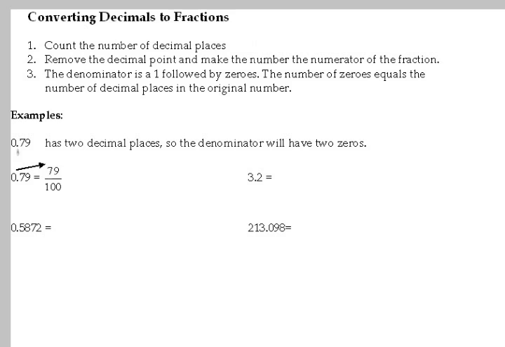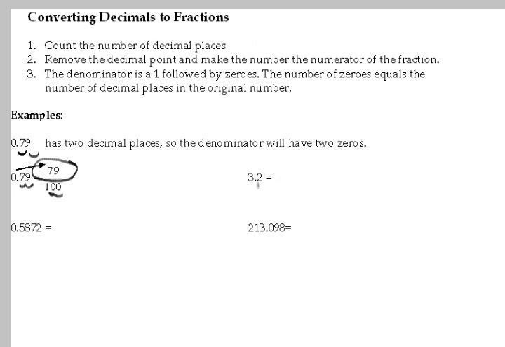It has 1, 2 decimal places, so we know that the denominator of the fraction is going to have 2 zeros. So we take the 79 and we make it the numerator of the fraction. Note that we must remove the decimal point because the decimal point shows that we're talking about part of a whole. However, once we convert it to a fraction, the fraction bar shows that we're talking about part of a whole. So because we have 2 decimal places, we need 2 zeros in the denominator.